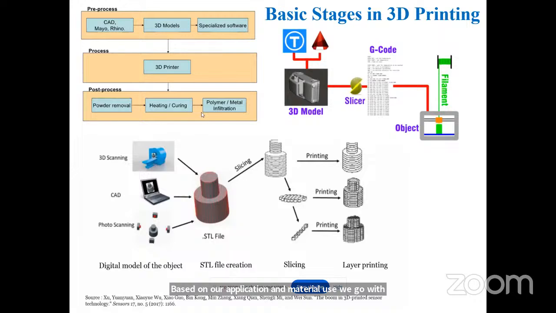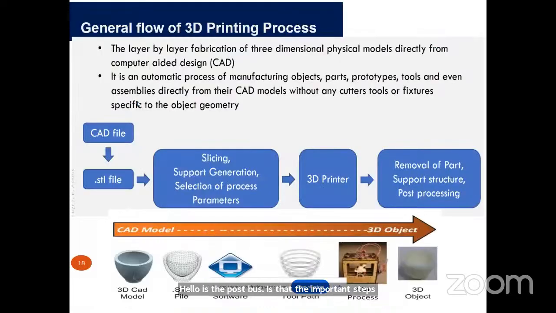So in general, there are three stages in 3D printing or additive manufacturing. One is the pre-processing, that is nothing but model creation and the generation of the G code. Second one is fabrication of the particular model in the 3D printer. Third one is the post-process. These are the important steps involved in this 3D printing process. Again, you can see here the general flow of this particular process.